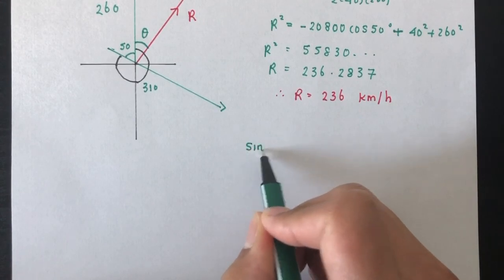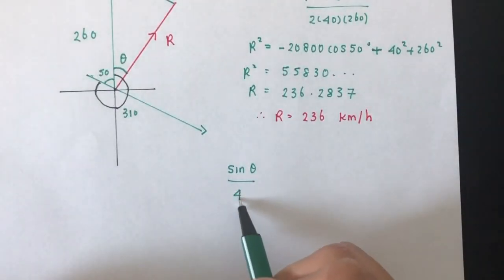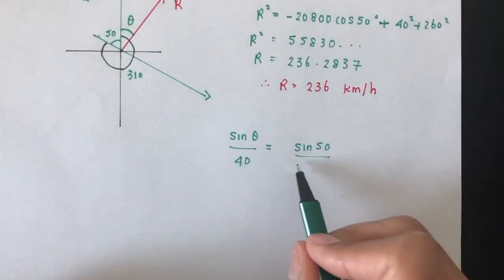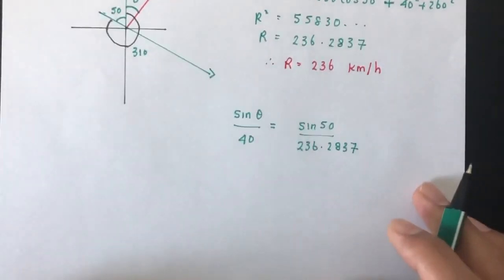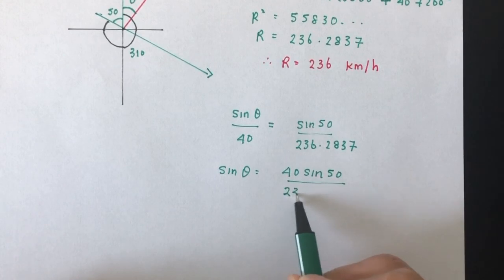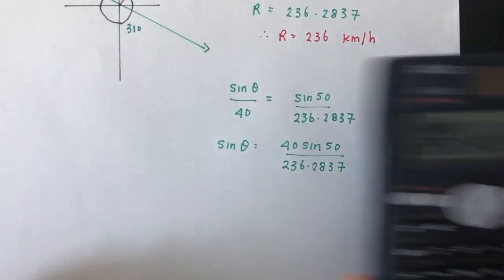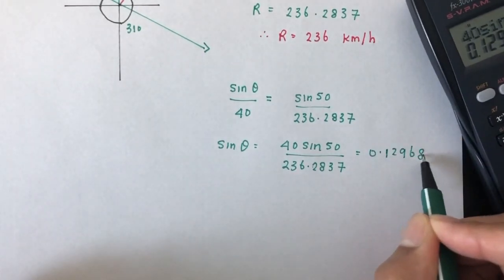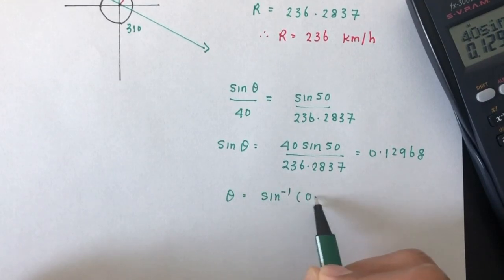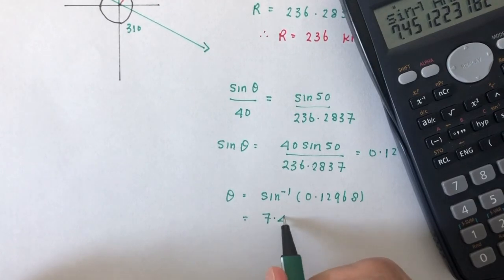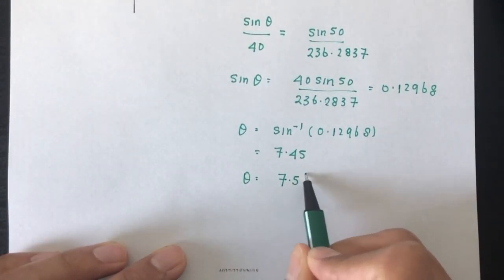So sine of the angle theta, opposite of 40, so you write sine theta over 40 is equal to sine of 50 over the side r, which is 236.2837. Now to find sine theta, we have to send this over here. That becomes 40 sine of 50 divided by 236.2837. Let's find out. 40 sine of 50 divided by answer, that will be 0.12968. So theta will be sine inverse of 0.12968. That should be 7.45. And now you have to provide your answer correct to 1 decimal place. So your bearing theta will be 7.5 degrees.